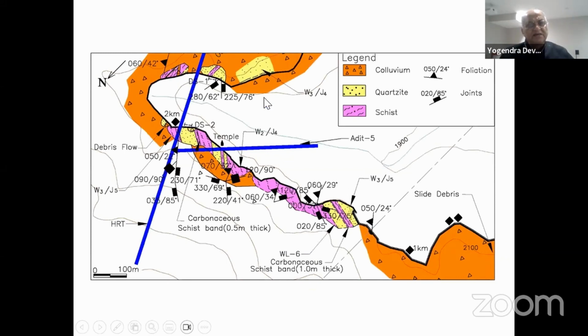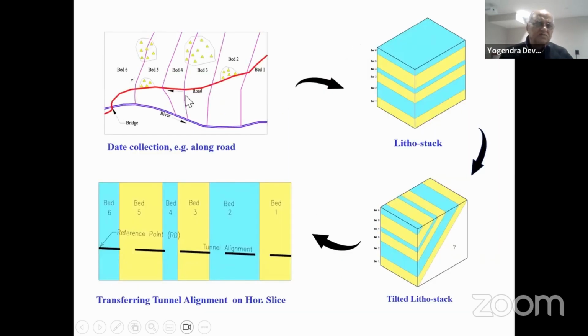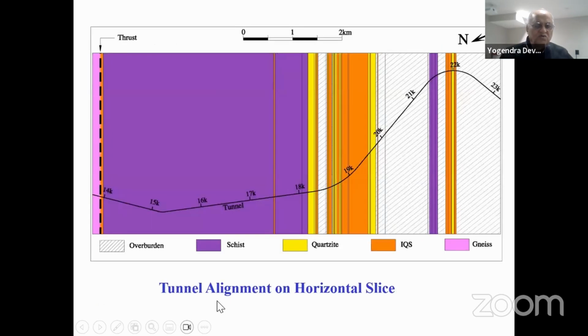This is again an example of a particular project where the mapping has been done along the road. The wall logs have been prepared like this. And from the wall logs, the beds have been identified. A litho stack has been prepared. The litho stacks have then been plotted on the tunnel alignment, and the tilting has been done with the dip of the beds. Ultimately, what you get is the tunnel alignment on a horizontal slice with all the lithological units.